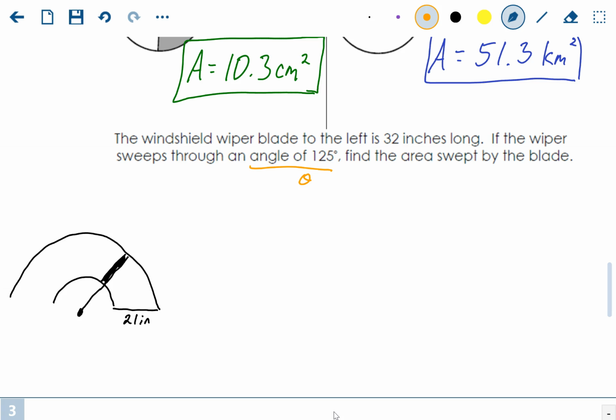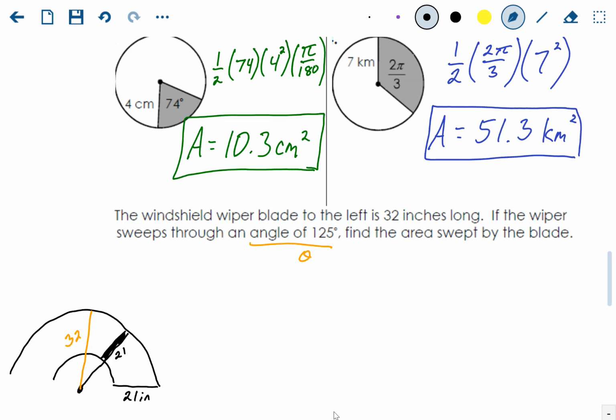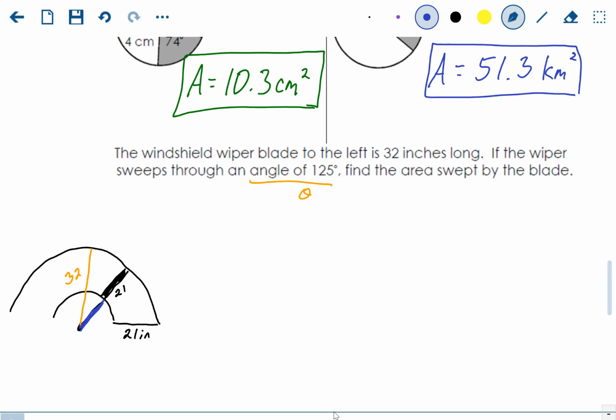Now again, from the start of the blade to the end of the range is 32. Just the blade part is 21. So that means we need to figure out what this one is. Well, if the blade part is 21 and the whole thing is 32, just simple subtraction will tell you that the little part, the part that doesn't have the wiper blade, is 11.